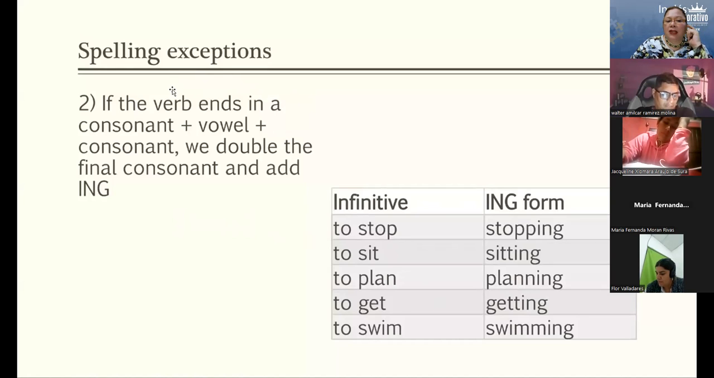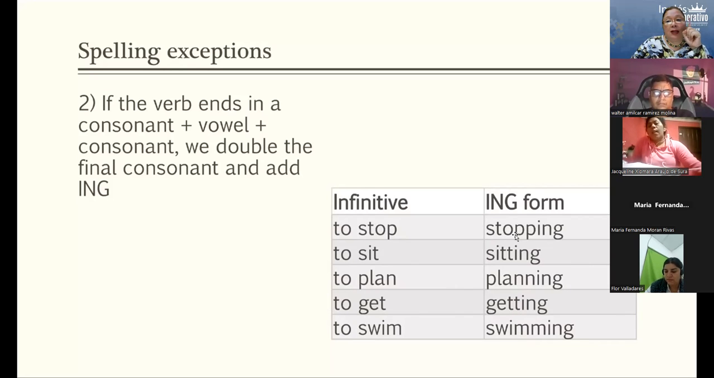Okay, next one. If the verb ends in a consonant, vowel, consonant, we double the final consonant and add ing. So it means one syllable verb, usually, and it has to follow the rule that it has a consonant, vowel, consonant. Then I have to double the final consonant. Stop, stopping. Sit, sitting. Plan, planning. Get, getting. Swim, swimming.